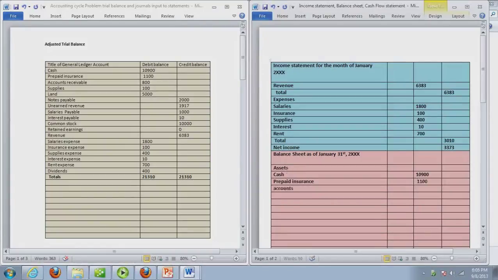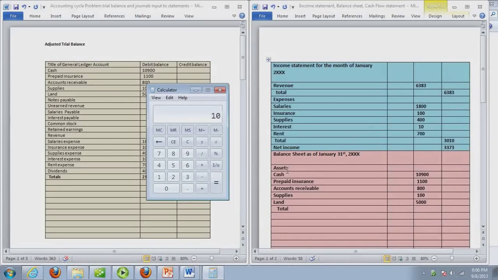Accounts receivable. And so forth. Okay, not too many assets. And land. Okay, and then we'd want a total for the assets. So we've got our calculator again and add those up.